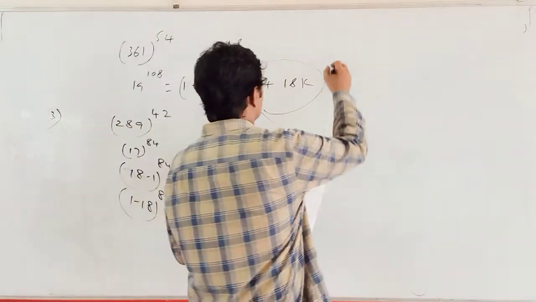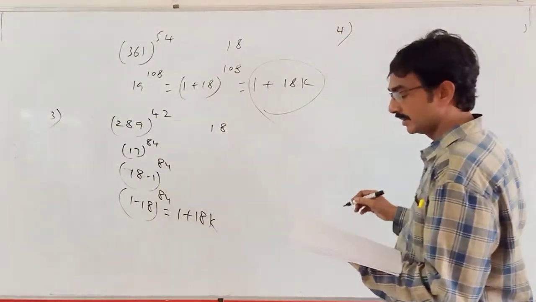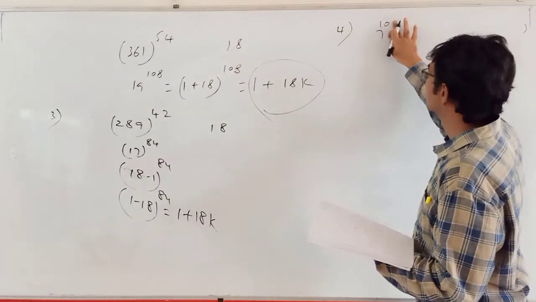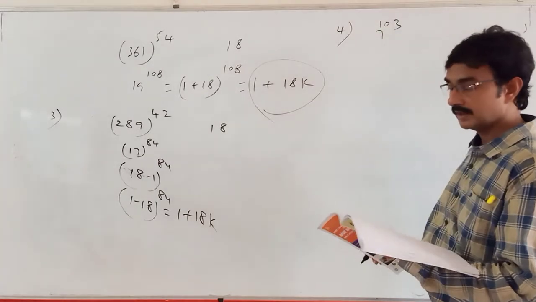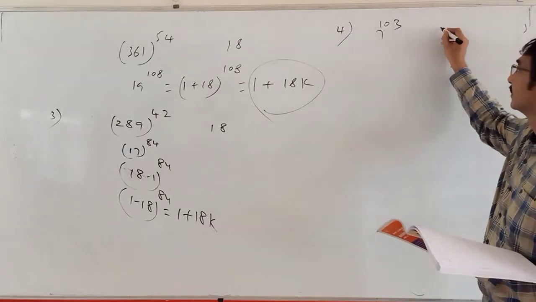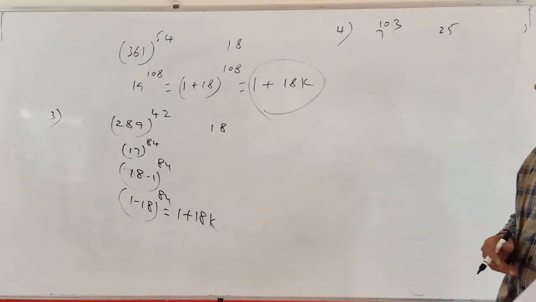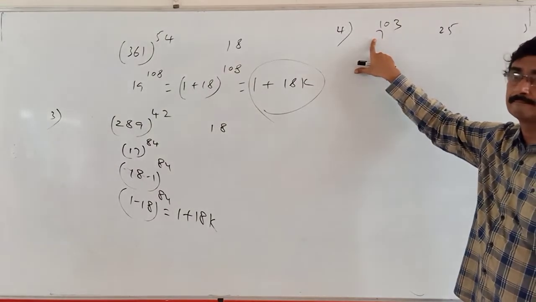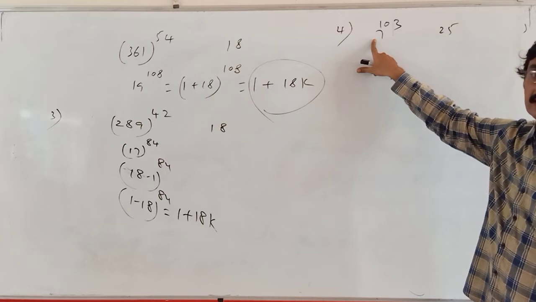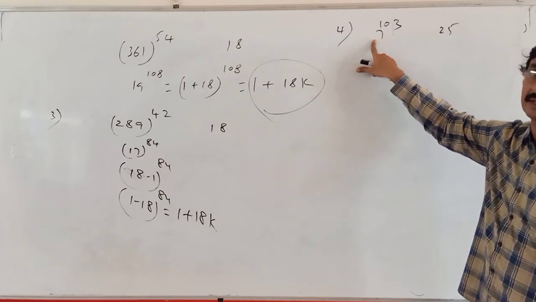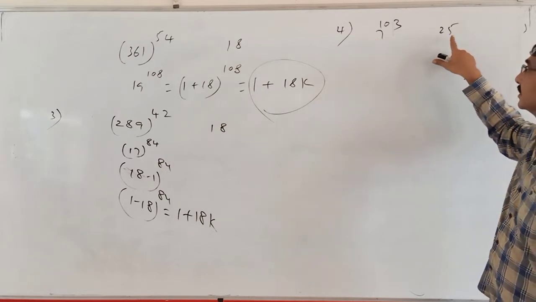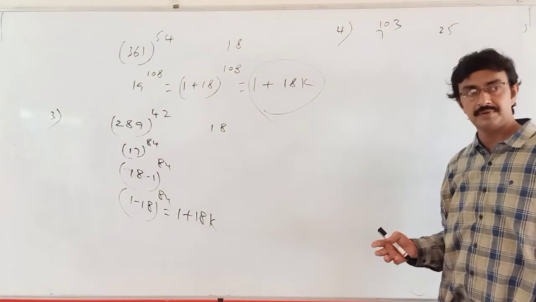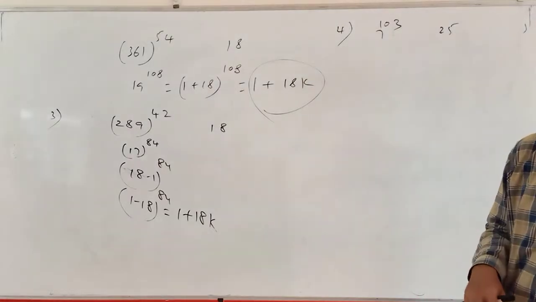Next. See, fourth one. Remainder of 7 power 103 when divided by 25. 7 squared is 49. 49 can be expressed as 50 minus 1. That 50 is 25 into 2. So a number divisible by 50 is also divisible by 25.